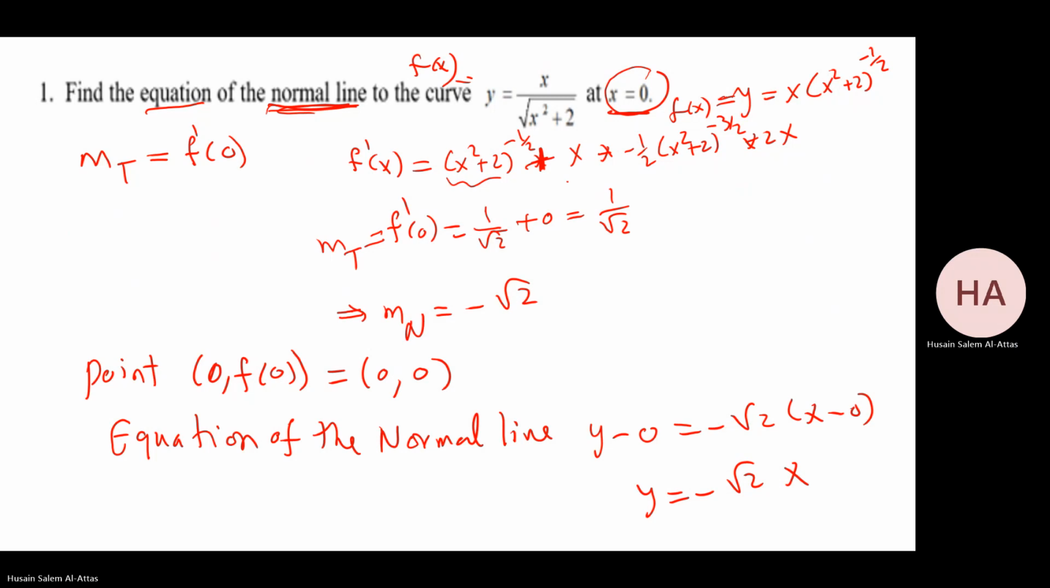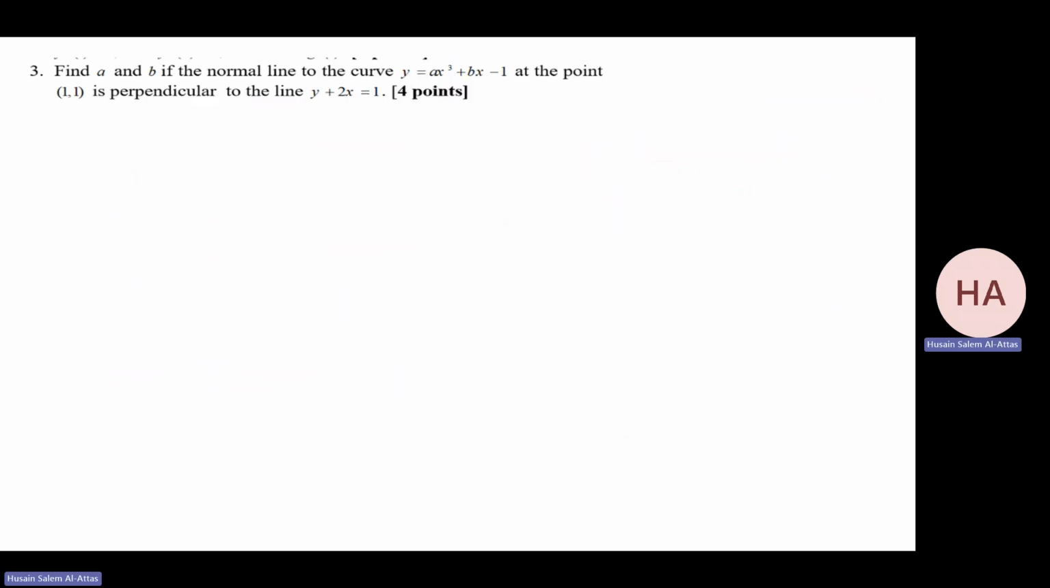Okay. I hope it's clear. Find A and B of the normal line to the curve at the point that is perpendicular to this line. Okay. He said the normal line to this curve at this point. This is the point of tangency. And I know that M tangent is f prime at 1. Call this f of x. And M normal is minus 1 over M tangent.